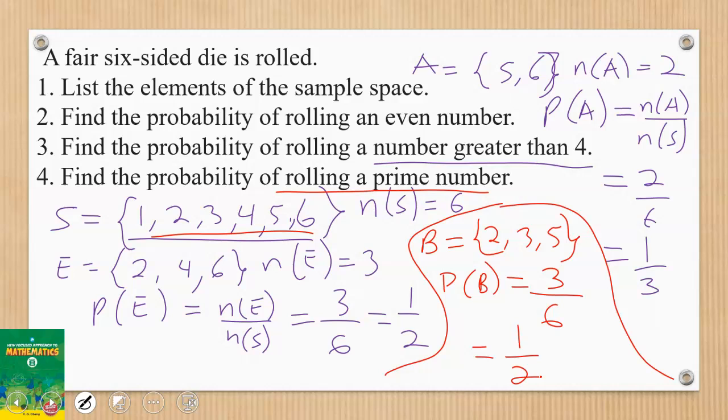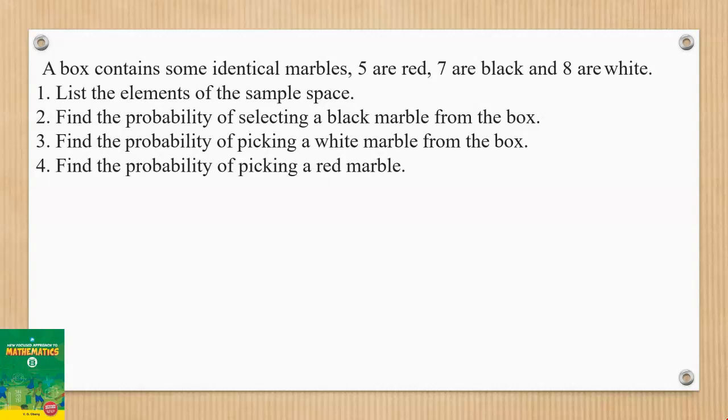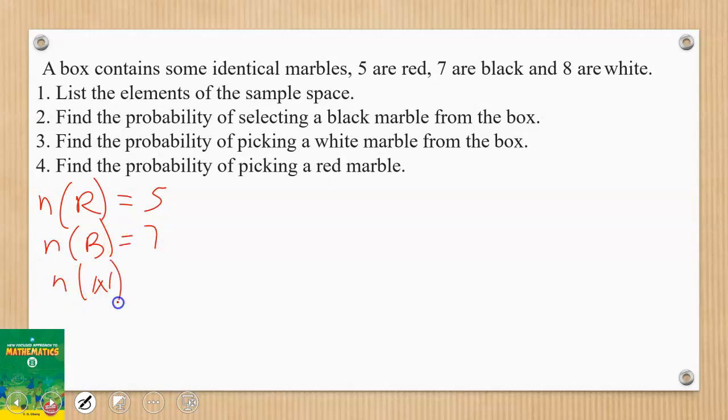Let's take another example. Here, a box contains some identical marbles. 5 are red, 7 are black, 8 are white. We want to list all the sample space. Okay, so you have to define each of the parameters used. So 5 are red, let R be the red. Let B be the black, and black we have 7, and let W be the white, and they are 8. Now what is the number of sample space here? If you add all these together, you have 20. So the number of sample space is 20.